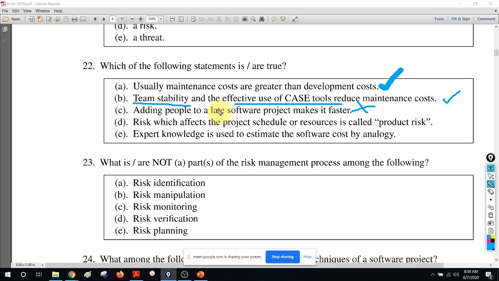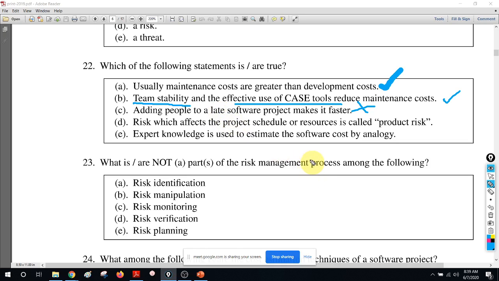That would help if you are doing something like manufacturing. If you are building something, you can add a few more people to speed up the painting, or a few more people to speed up building a wall. But that is not the case in software development, because it's a complex task. New people are going to take a lot of time to adapt and understand the current situation. So that is the difference between normal development, building things, and software development. So I will not go for C.